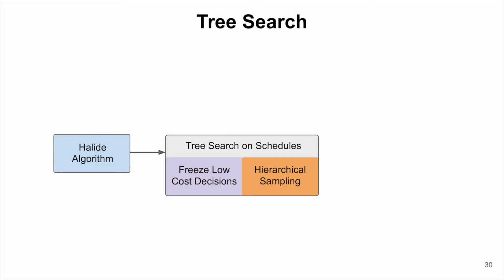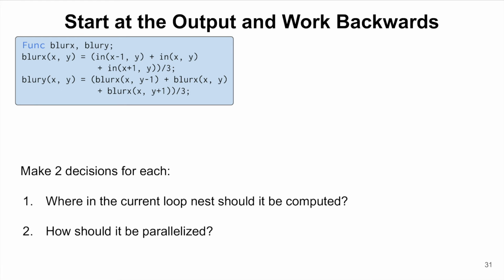Now let's start by looking more closely at the tree search. I'll first explain how the basic form of the tree search works, then describe the hierarchical sampling strategy, decision freezing, and memoization. We have the same example 3x3 blur from earlier. Our goal is to generate a complete loop nest implementation, and we do this by scheduling each stage of the algorithm one by one. We always start making scheduling decisions from the end of the pipeline and work backwards. So we start with blur y, then do blur x.